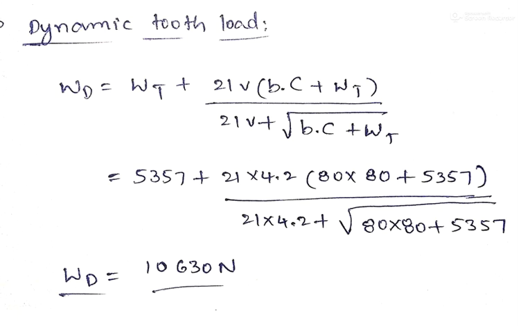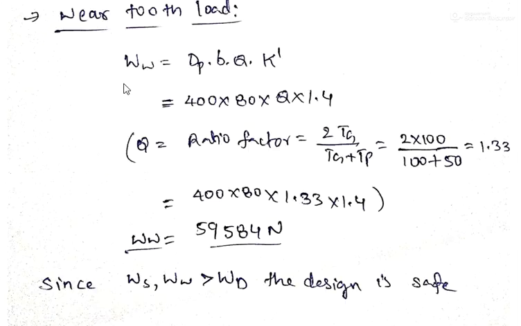10,630, and next we have to calculate the wear tooth load. The wear tooth load formula is dp into b into Q into K dash. Here K dash stands for load stress factor or material combination factor. In the question itself, the material combination factor for the wear is given as 1.4, that is K dash. Q is the ratio factor, for which the formula is 2 times Tg by Tg plus Tp. Tg we got 100, Tp we got 50. When you simplify, you get Q value 1.33.